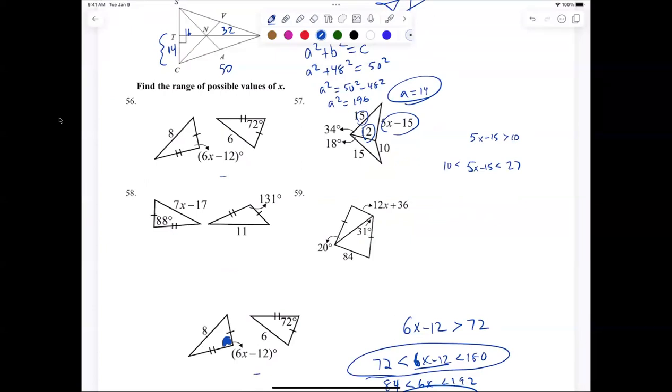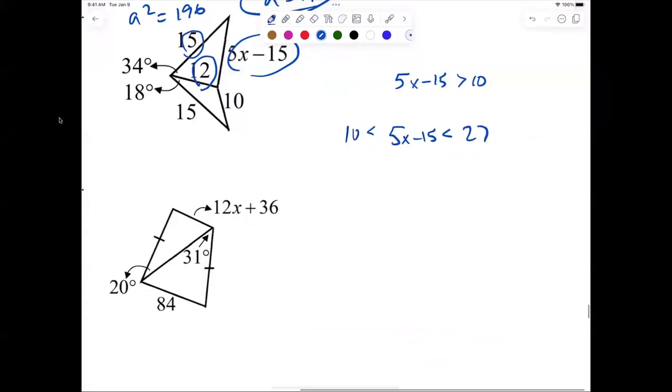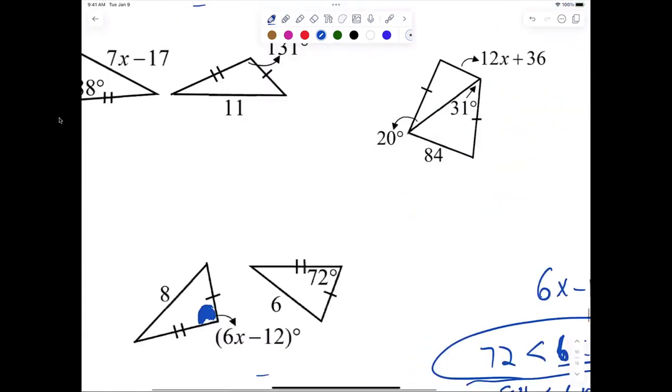So it has to be greater than 10. Agreed? So now add 15. What do I get? And now we divide by 5. There we have it. All right, let's try one more. Well, two more actually.